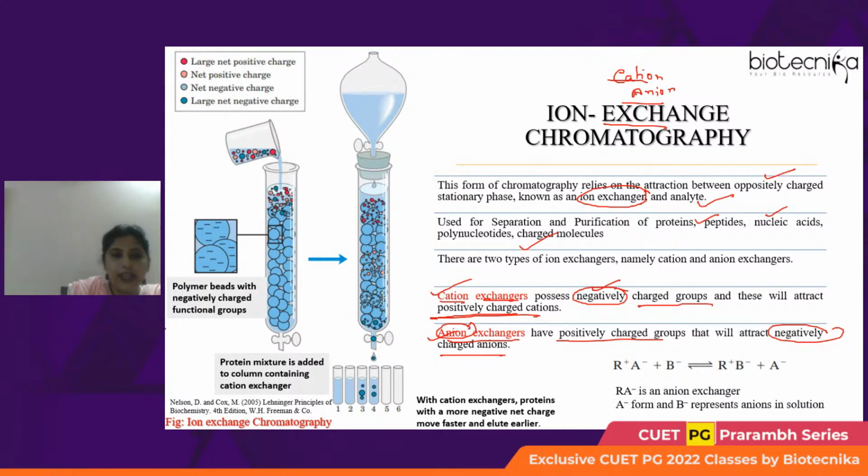Okay, so here in this diagram you can see we have beads. We use polymer beads, right? So this is a column where we fill the beads. And these beads have a negatively charged functional group.